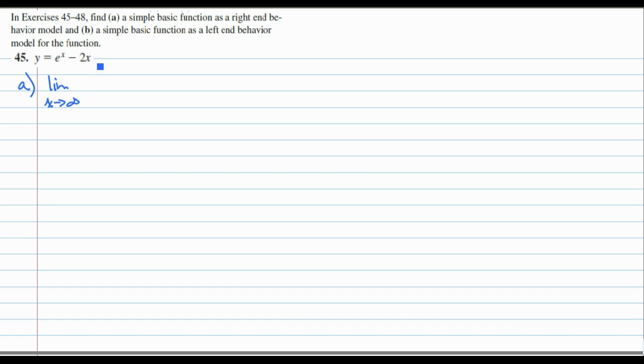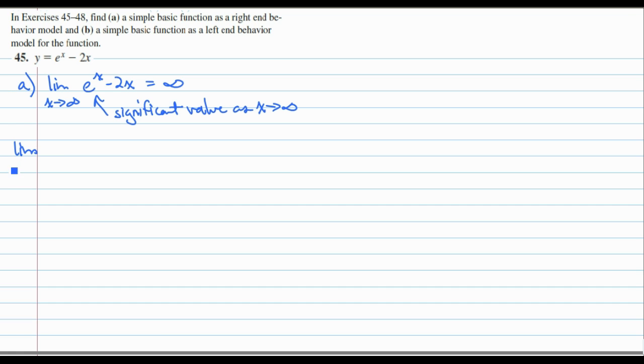So if I just think about the limit of e to the x minus 2x and what happens to that, I know its limit is infinity, but more importantly, which part is the significant part of e to the x minus 2x as you go towards infinity? Is it going to be just 2 times that really, really large number? Or is it going to be e that has that really, really large exponent? It's definitely going to be e to the x. So my right end behavior is going to model e to the x, the significant part as x approaches infinity.